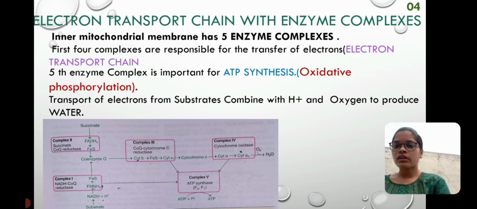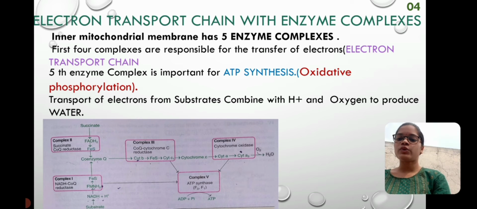So that energy is transferred to the iron sulfur proteins. Iron sulfur proteins exist in 2 forms, oxidized and reduced. In the oxidized form, iron sulfur proteins exist in the Fe3+ form. In the reduced form, they exist in the Fe2+ form. So here the electrons are transferred from FMNH2 to FeS, that is the iron sulfur proteins. Here complex 1 is present, and complex 1 is NADH CoQ reductase.